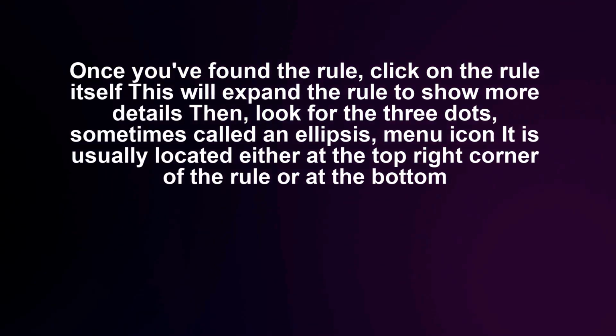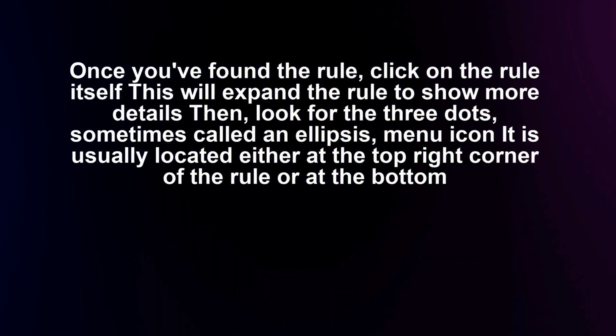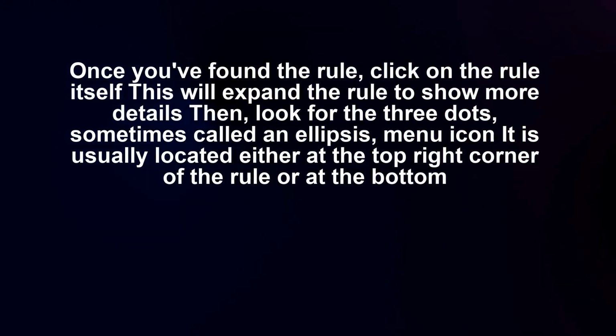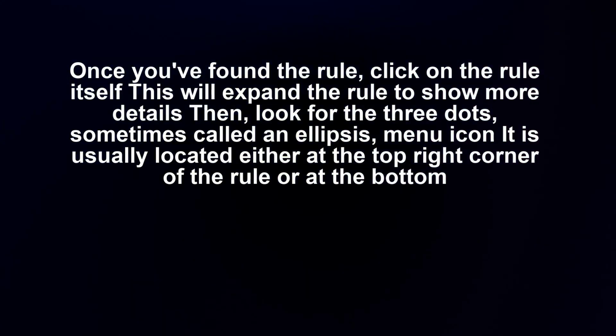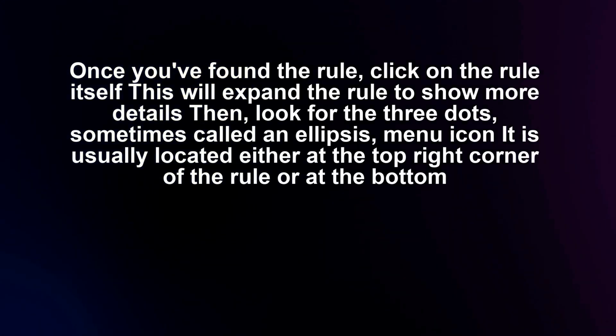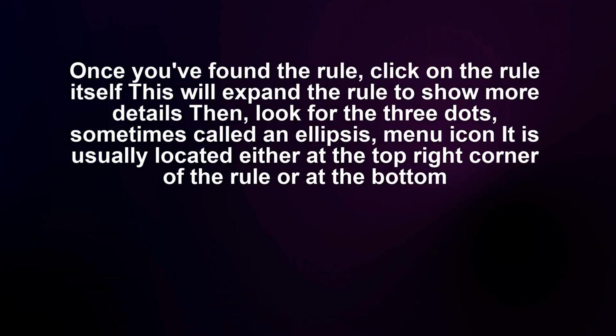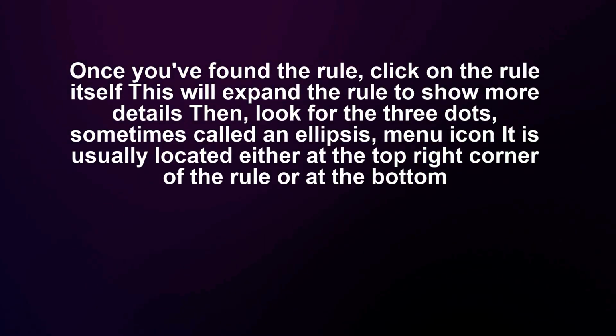Once you've found the rule, click on the rule itself. This will expand the rule to show more details. Then, look for the three dots, sometimes called an ellipsis, menu icon. It is usually located either at the top right corner of the rule or at the bottom.